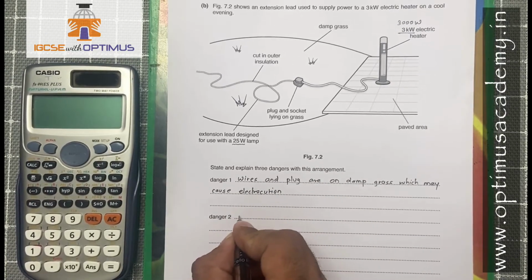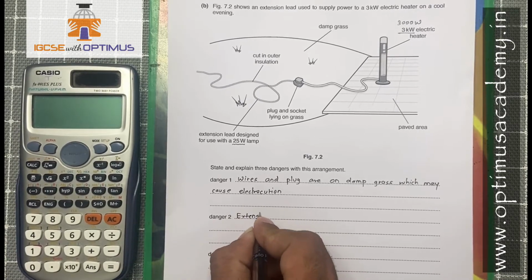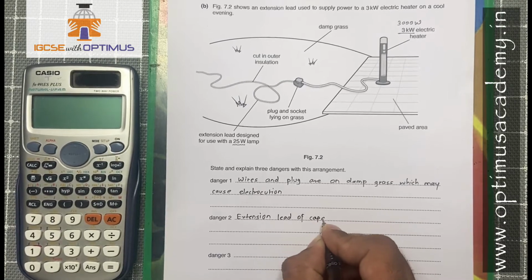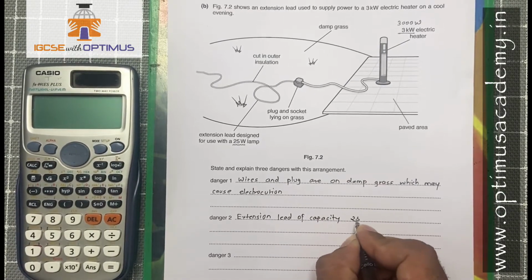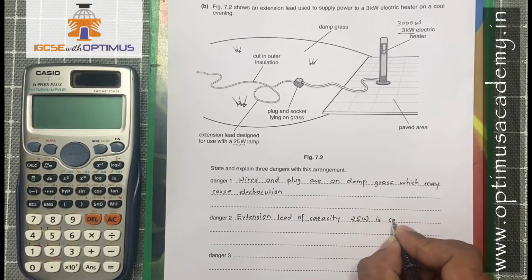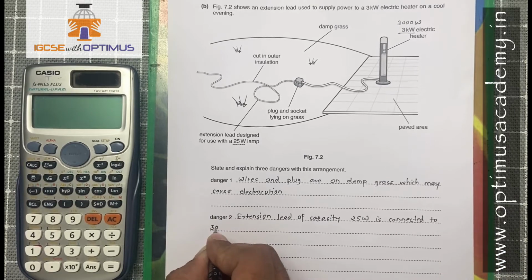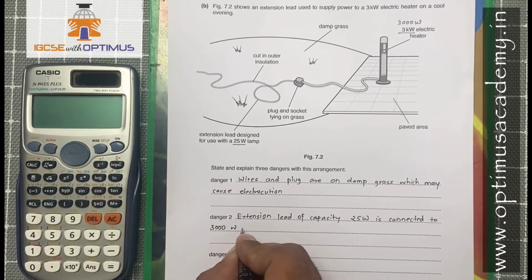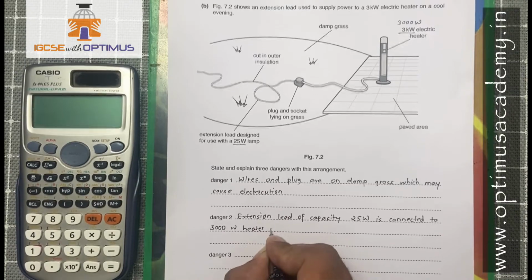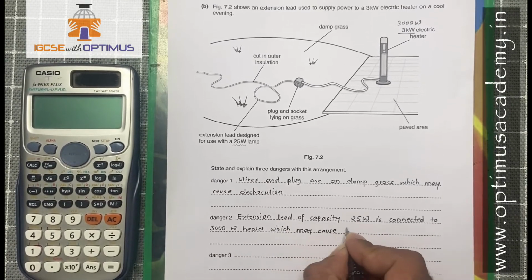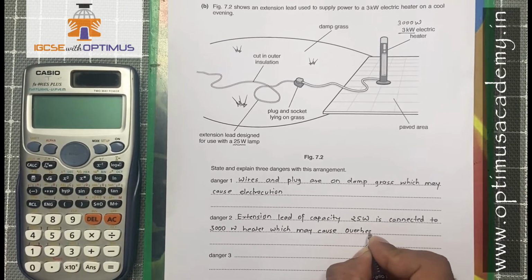We can say that the extension LED of capacity 25 watt is connected to 3000 watt heater, which may cause overheating.